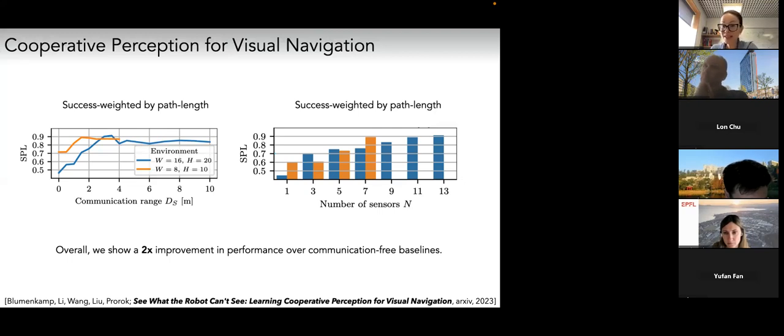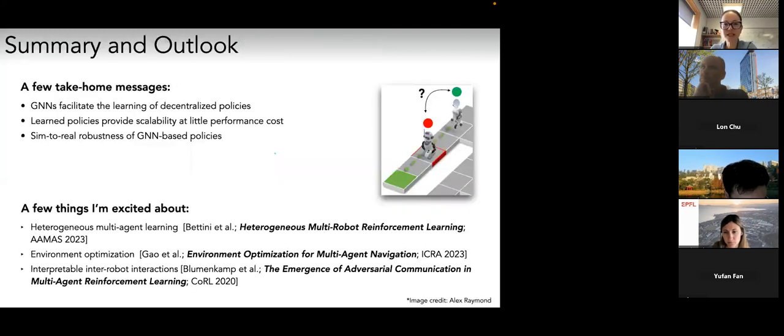This now basically concludes all the things that I wanted to show you in my talk today. And I just would like to conclude with a couple of take-home messages and a couple of points that I'm excited about. So with this talk, I hope that I have convinced you how graph neural networks really facilitate the learning of decentralized policies in multi-agent systems. I've hopefully also been able to show you how these learned policies provide scalability at very little cost, and also how we're able to use these policies for real world problems where robots don't act in simulation, but actually in the real world where we have noisy situations, imperfect conditions such as asynchronicity.